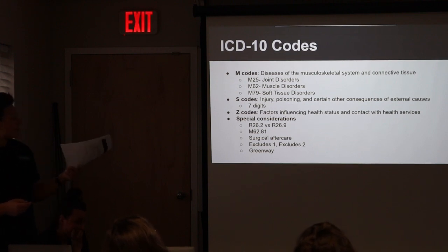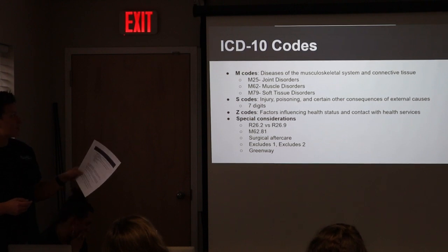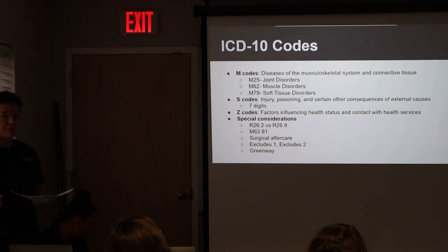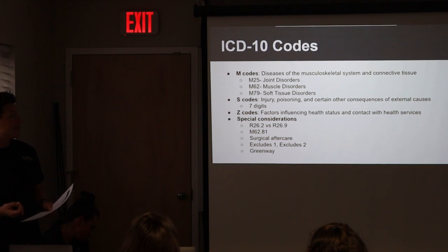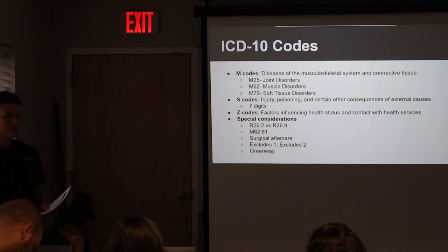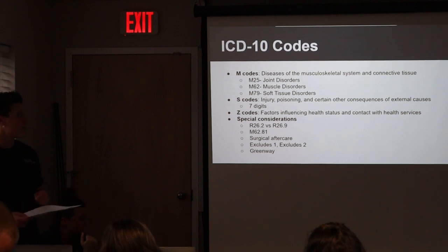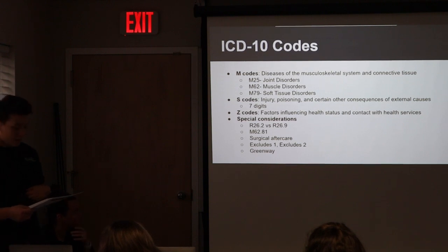Then some of our special considerations: R26.2 versus R26.9, that's difficulty in walking. R26.2 is related to the musculoskeletal system as an etiology of gait dysfunction, versus R26.9, which is actually from the nervous system. So that's going to be more like difficulty walking due to MS or a stroke or something like that. So R26.2 is the more appropriate code to use most often in our setting.